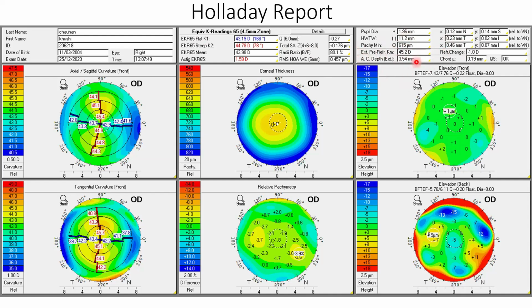This value can be used in the Aramberri double K method of IOL calculation post laser vision correction. It also denotes the refractive change which possibly would have occurred after the laser vision correction. Another thing that it mentions is the external anterior chamber depth, which is the value which is used by most IOL calculation formulae.